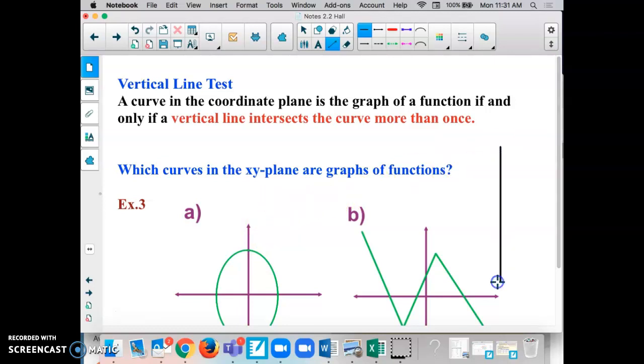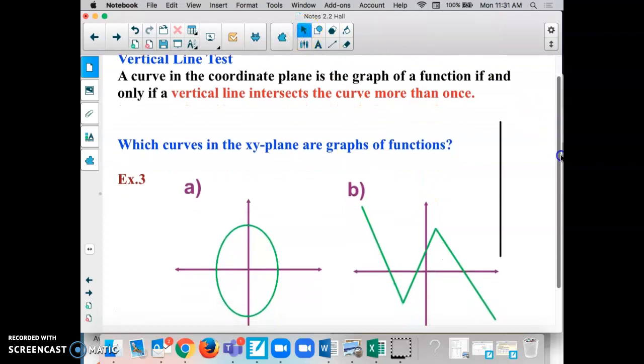So I'm going to make a vertical line here. I'm going to check if that vertical line, again from the definition, a curve in the coordinate plane is the graph of a function if and only if a vertical line does not intersect the curve more than once. It is not a function if it crosses the graph more than once.